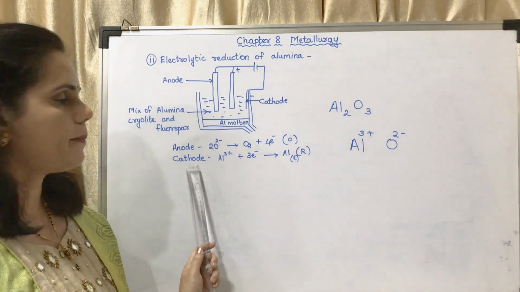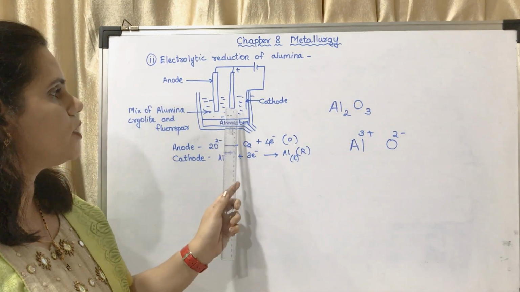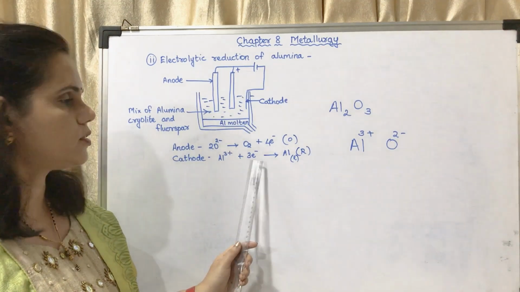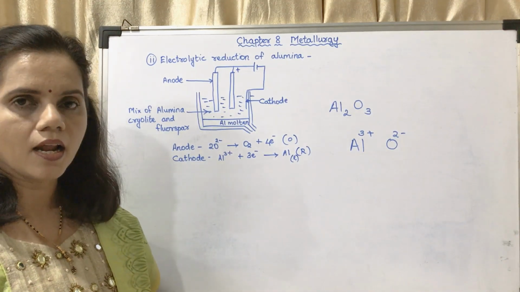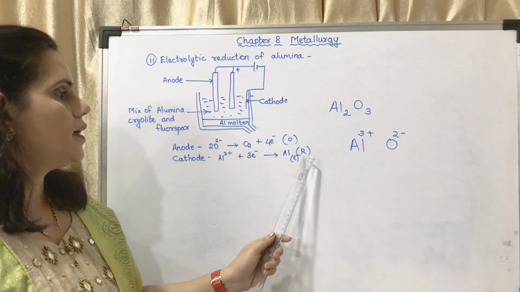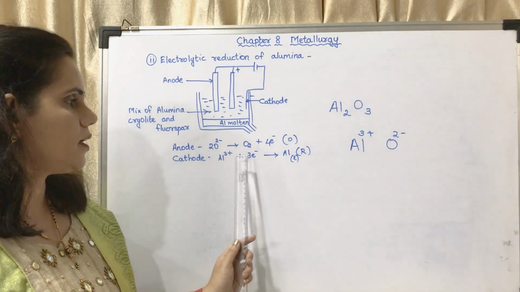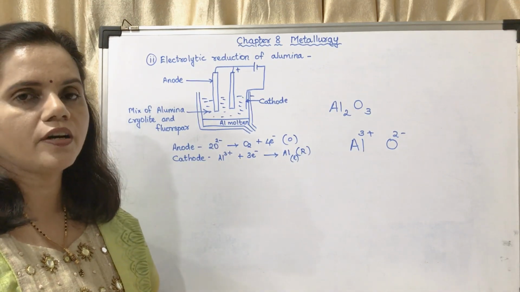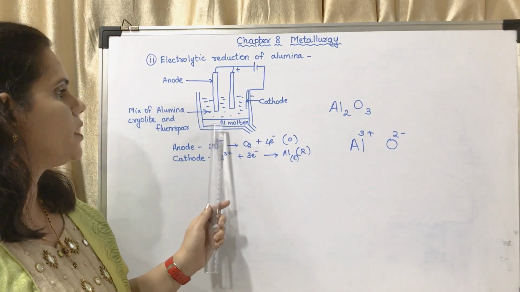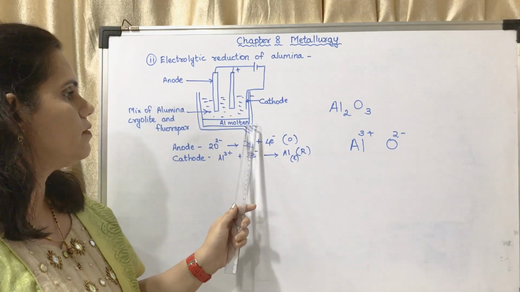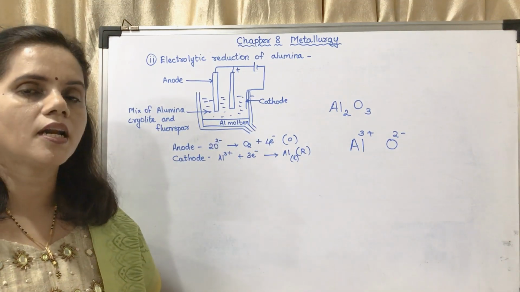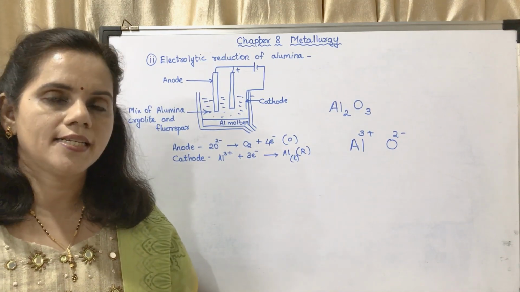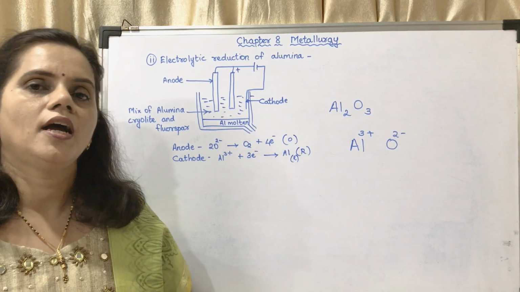At the cathode, what will happen? The Al3+ will move towards the cathode and accept 3 electrons to form Al, that is aluminium. As it is gaining electrons, it is a reduction. You are getting aluminium in the form of a liquid. That aluminium will get collected at the bottom, and is removed from a particular opening of the tank. Okay, so this is electrolysis of alumina.